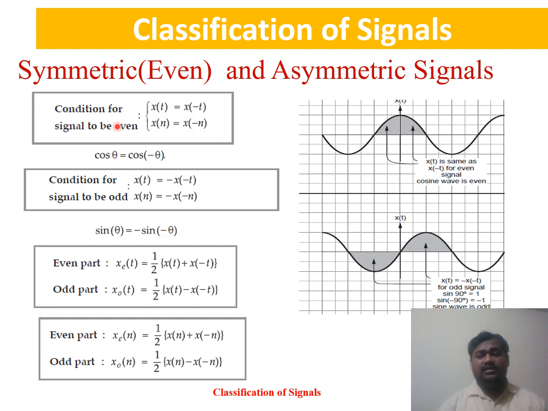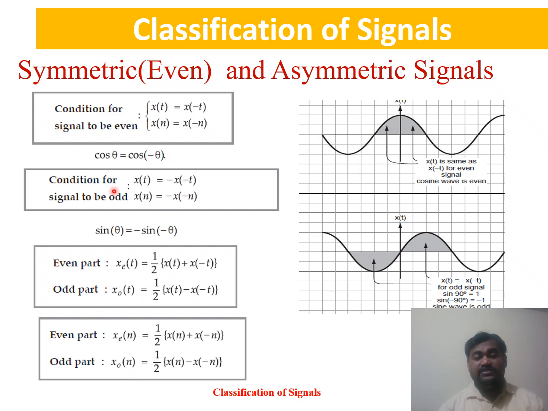What is symmetric, asymmetric? Here the condition for a signal to be symmetric or even: x of t equal to x of minus t, x of n equal to x of minus n. If you look at this, this is one side, this is another side. If you fold the signal, both will exactly match. We can exactly divide the two signals. This can be called a cosine signal. It's an example of a symmetric signal or even signal.